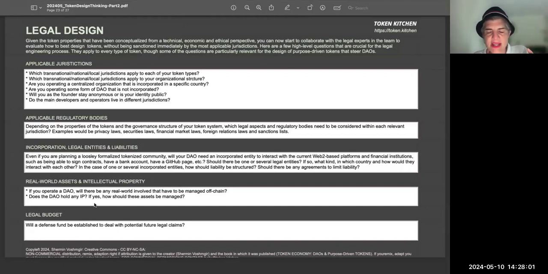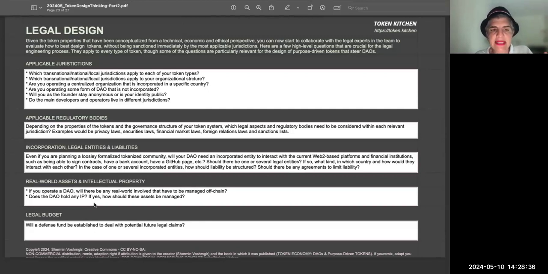Navigating the sea of regulations, you cannot ignore it at this point in time. 5, 6, 7 years ago, it might have been a bit different, but right now you want to ask yourself those questions. If real world assets and intellectual property is involved in what you're trying to do, there are questions of, if you operate a DAO, which kind of legal entity will be holding and managing these real world assets.